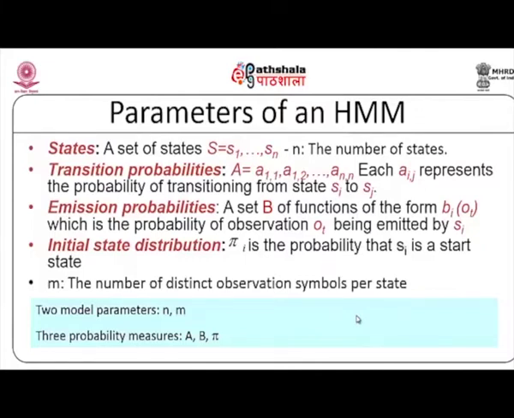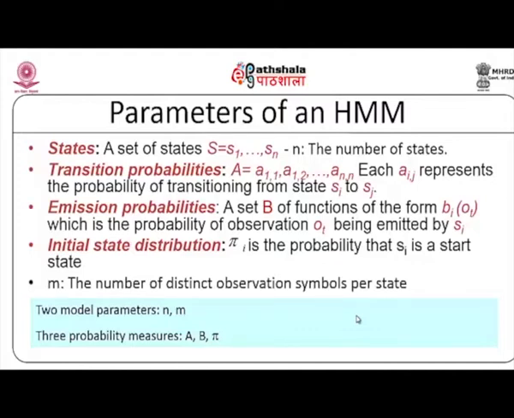And M is the number of distinct observation symbols per state. So, each state can be associated with several observations. For example, if you take POS tags, a particular tag like noun can be associated with so many distinct observations, that is the M. Normally, M does not come too much into our picture. So, the two model parameters that we talk about are N and M. N is the number of states and M is the number of distinct observation symbols associated per state.